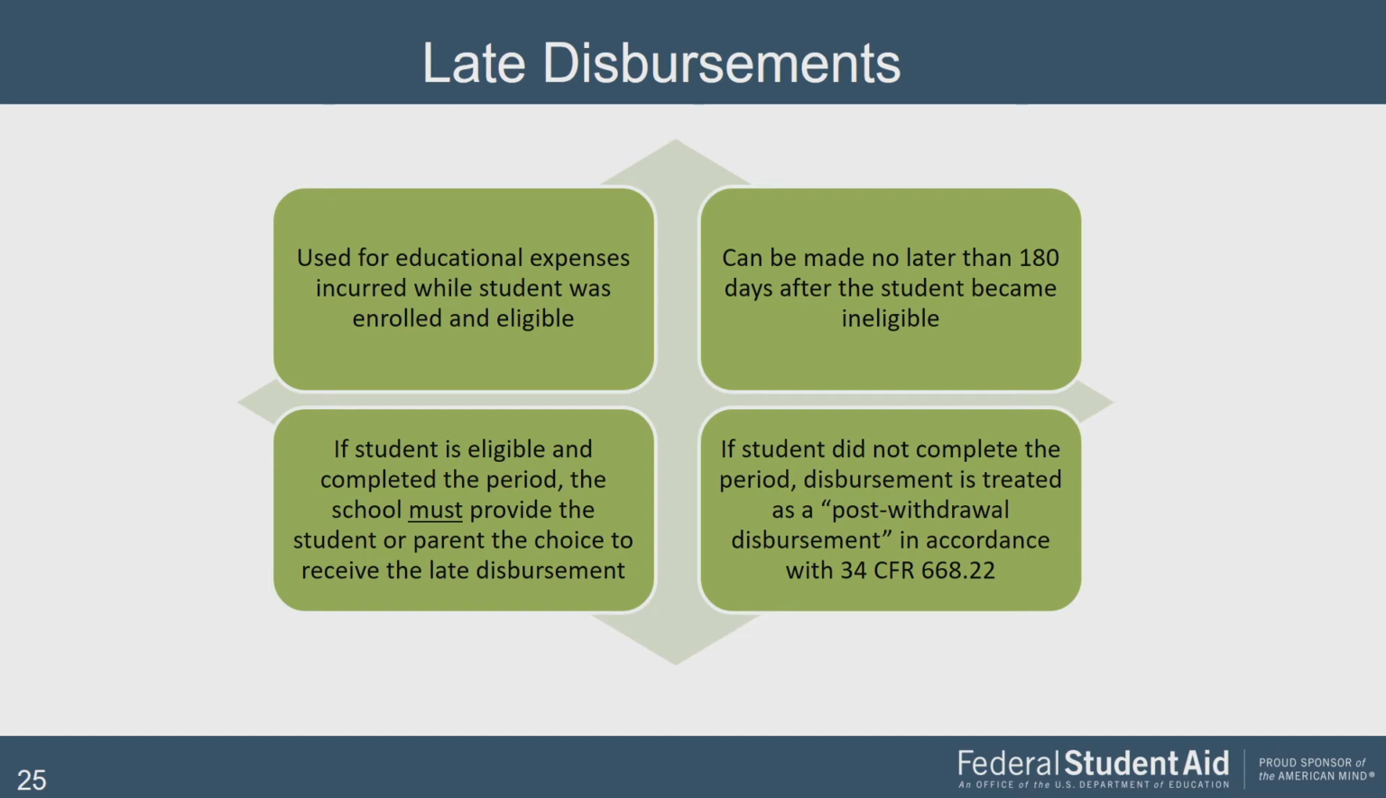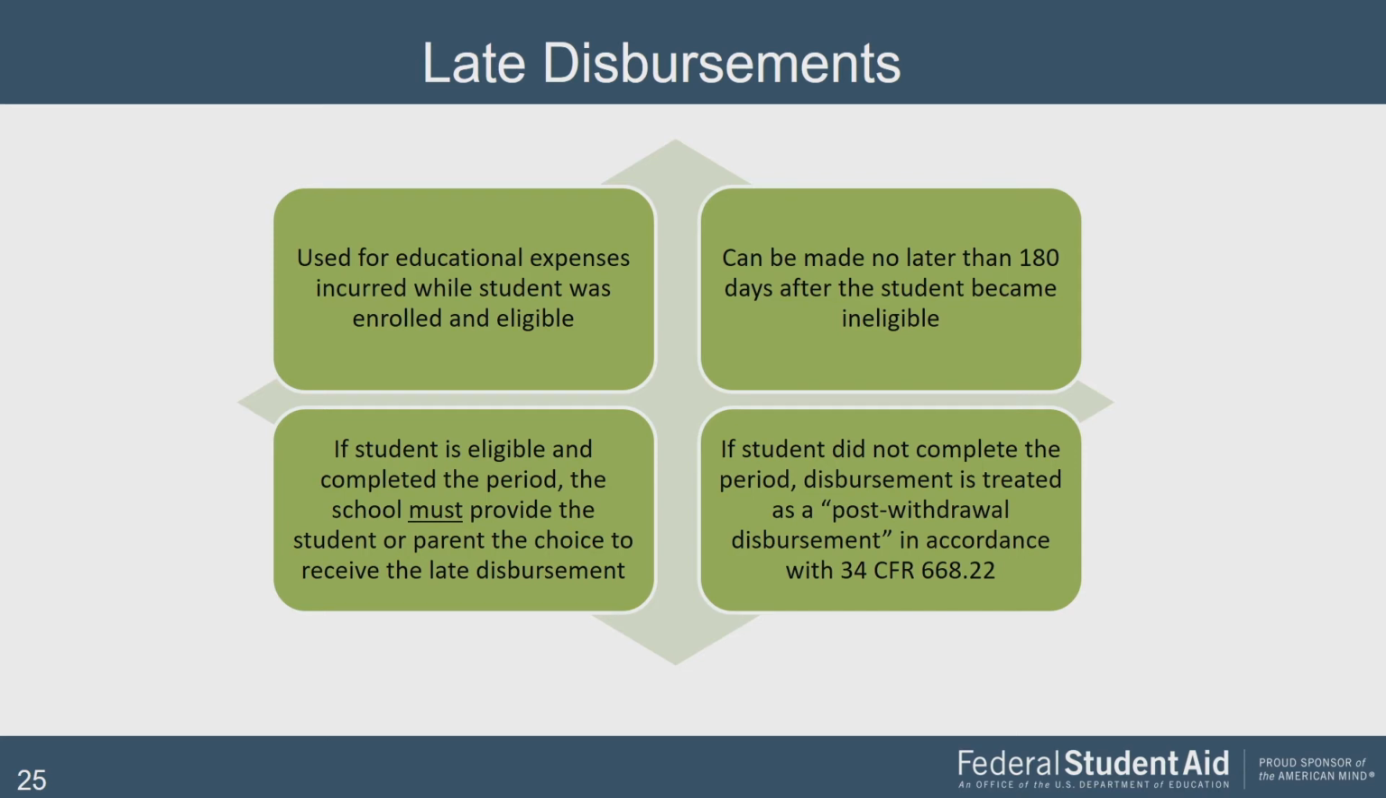180 days, okay? Think about all the other time frames that might tie into this. Let's say a student has verification issues that need to be corrected, or any other requirements that were supposed to be met by a certain time. All of that still applies and is still taken into account even though the student is no longer in enrollment. But the drop-dead date for making late disbursements is 180 days after they became ineligible.